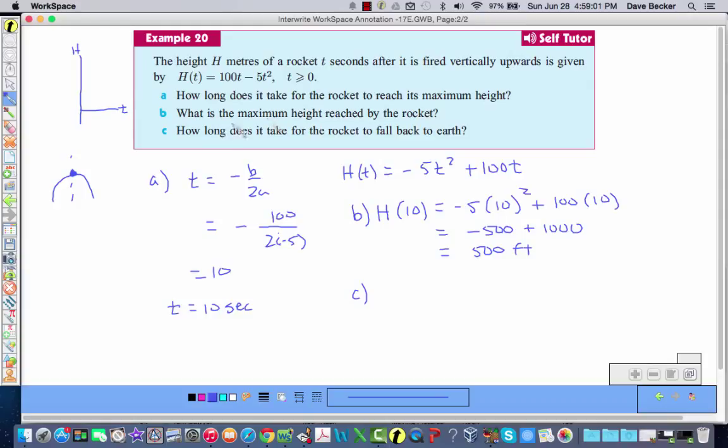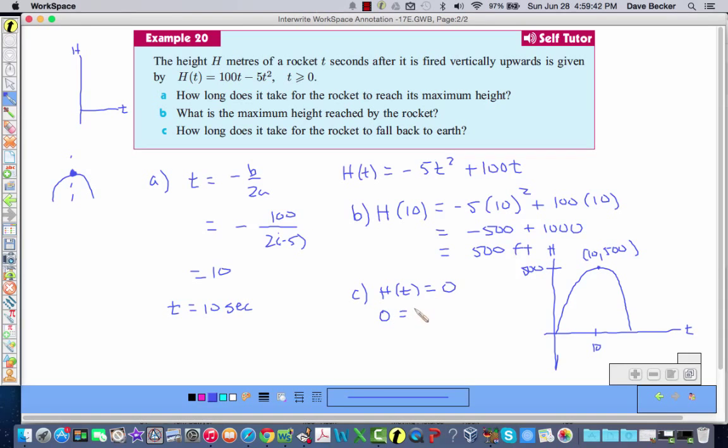And then finally, part C is, how long does it take for the rocket to fall back to Earth? Well, that's going to occur when h of t is equal to 0, when the height is equal to 0, because think about it. The rocket is going to go up and then go back down. And we already know that this is going to be 10 and this is going to be 500. These are the coordinates of my vertex, and this is time in seconds, and this is height in feet.